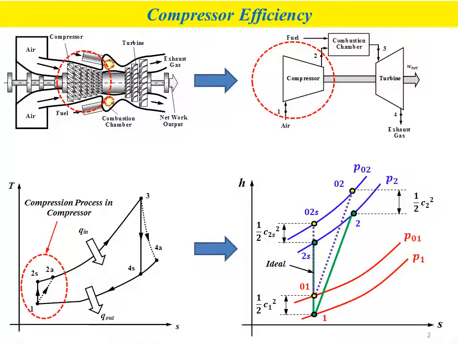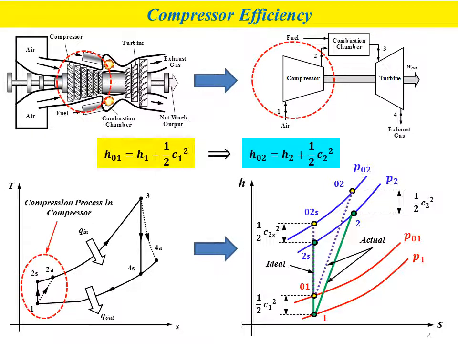In terms of process, the vertical line shows the ideal process of the compression, and the other inclined line represents the actual process of the compression. Now, if you want to determine the value of stagnation enthalpy, we can use this formula, where the stagnation enthalpy at the inlet is H01 equal to H1 plus half C1 square. At the outlet of the compressor, the stagnation enthalpy H02 equals H2 plus half C2 square.